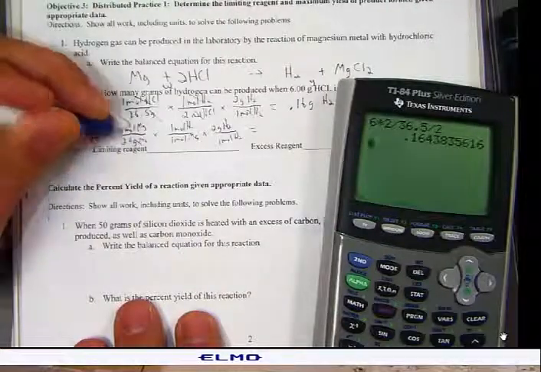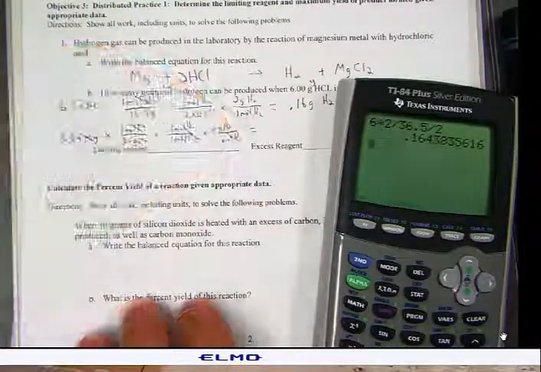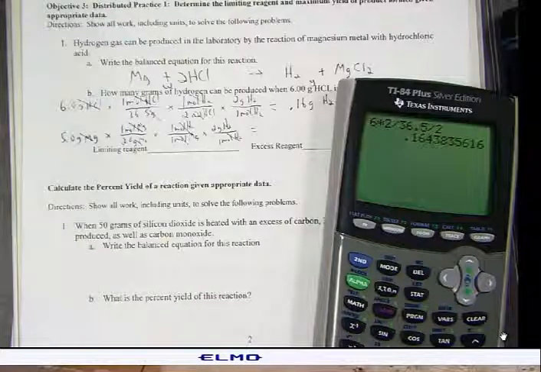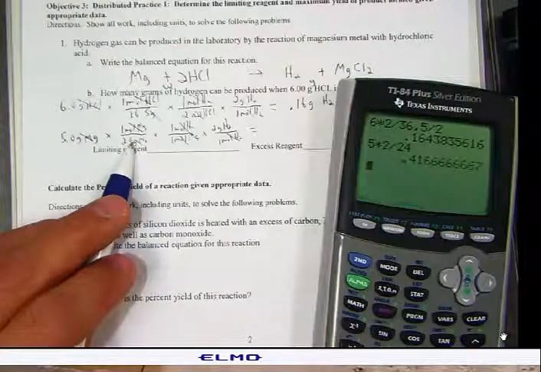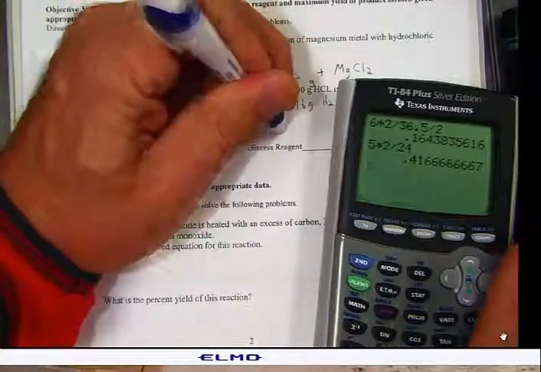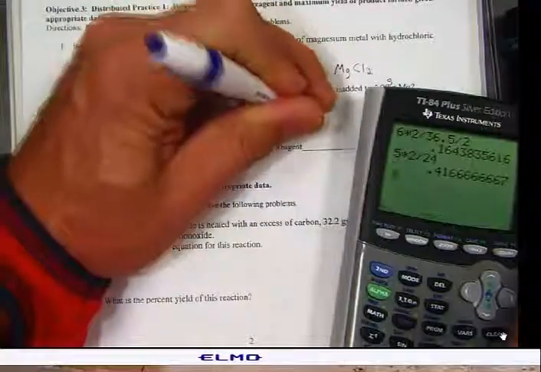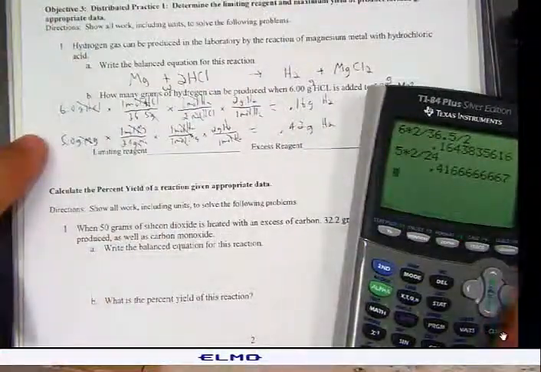Crosses out, crosses out, crosses out, crosses out. Yep, I think I have it set up well. 5 times 2 divided by 24. 0.42 grams of H2. So here's what this is saying.